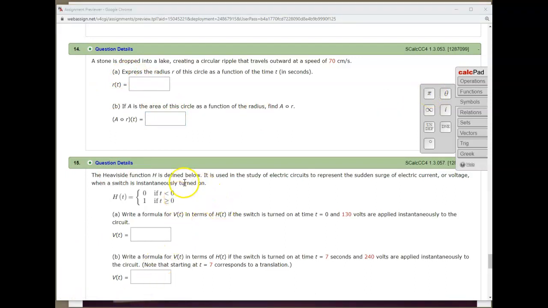For number 15, they just want you to take this function and do shifts and stretches of it. So this one isn't going to shift it. T equals 0. It's going to be 0 until then. And then after 0, they want it to immediately go to 130 volts. So here, my function is going to be 130 times what it originally was. And here's the original. So they just want this in terms of h of t. They also want this one in terms of h of t. So if you're switching on at time t equals 7, that means I've got to shift to the right by 7 seconds. Then it's going to be 240 instead of 1. So you're just doing the shift and the stretch that's necessary for this function.